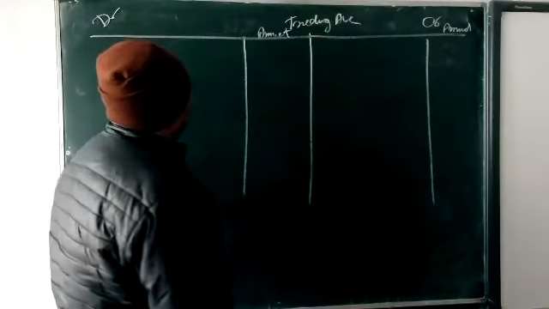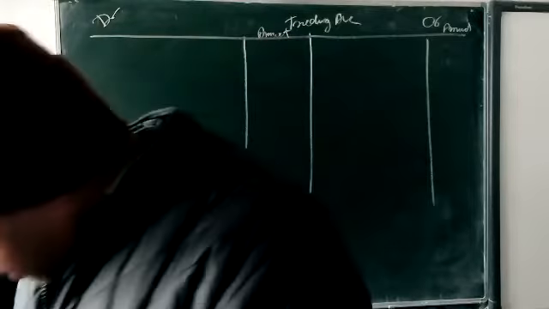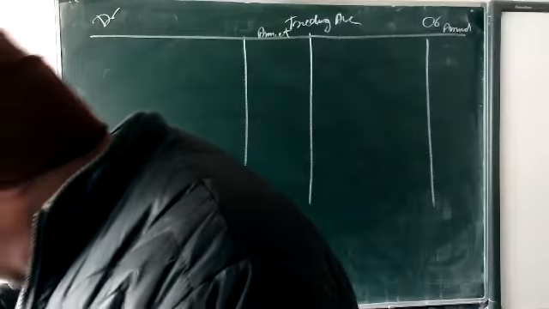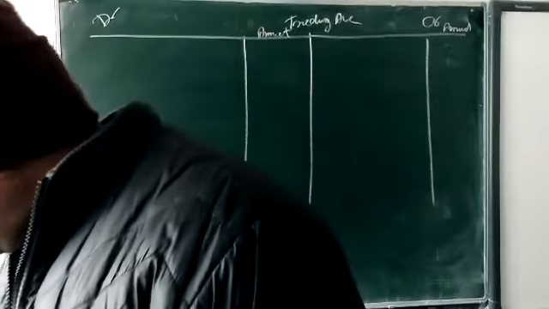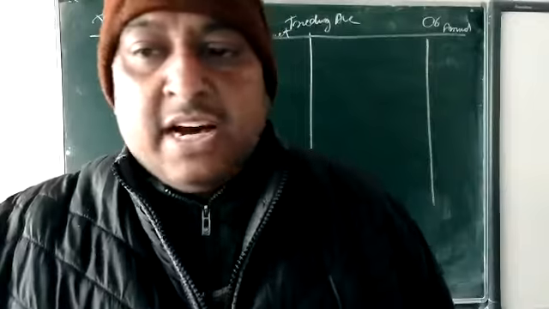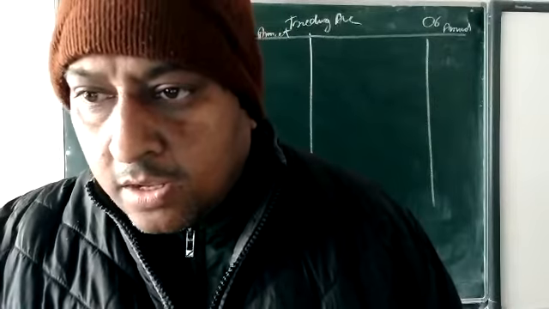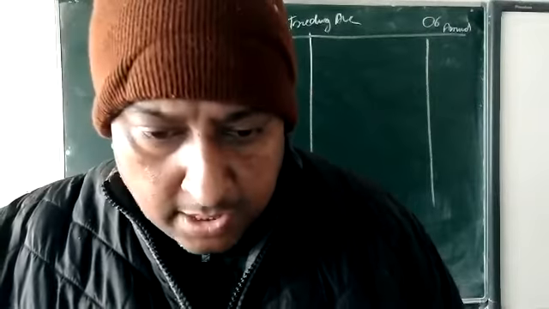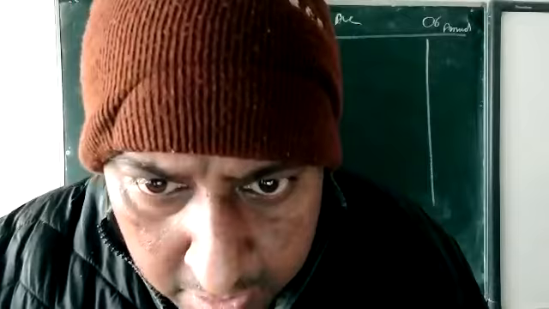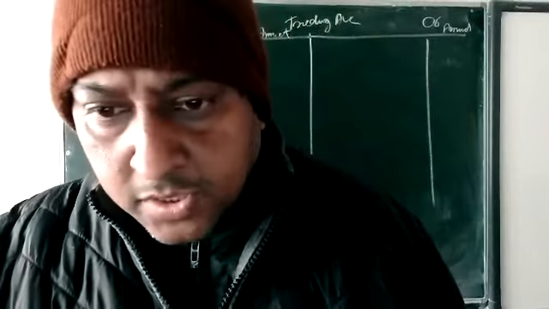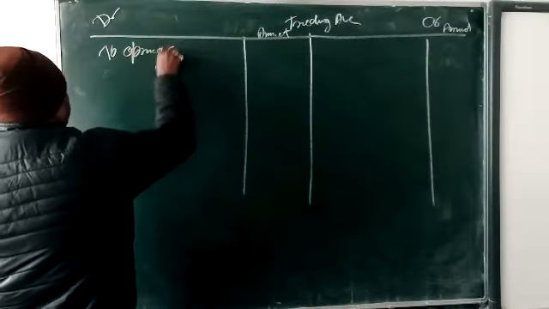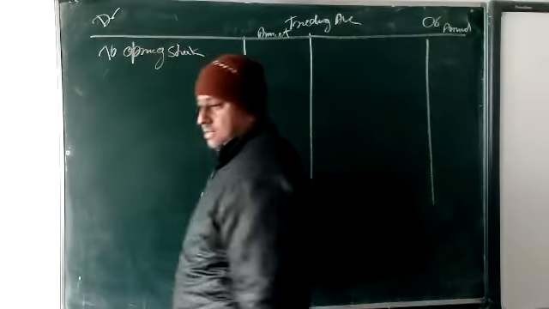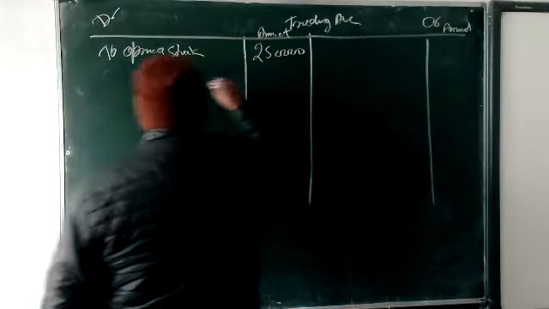Okay, beta, now start the question. Read the question, beta. First is the opening stock. First we are putting opening stock, and it goes on the debit side. Opening stock is 2,50,000, debit side. Yes, sir. So opening stock 2,50,000. Then next.